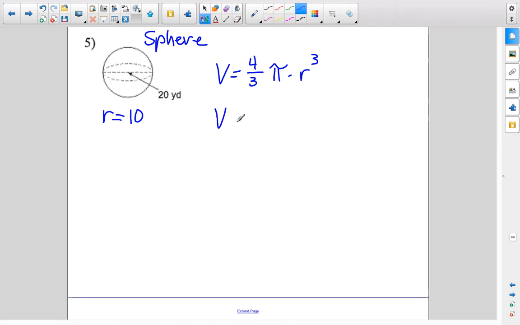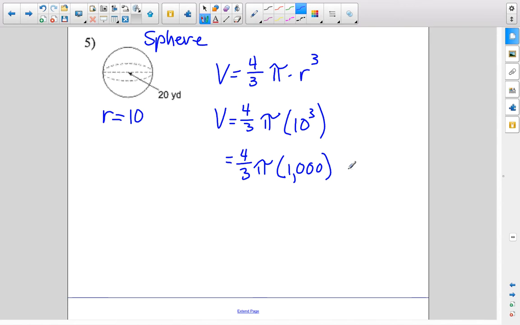So for my volume, I'm going to go ahead and plug this in, 4/3 pi, and my radius to the third power. Now when I raise the number 10 to a power, that's just counting my zeros. 100 is 10 to the second power, 10 is 10 to the first power, so 10 to the third power is a 1 with 3 zeros. So I can already shorten this up. 4/3 pi times 1,000. 10 times 10 times 10 is 1,000.